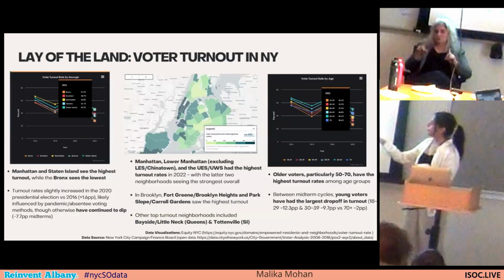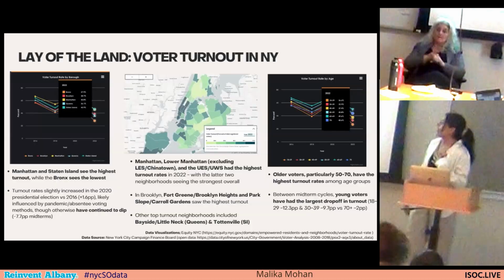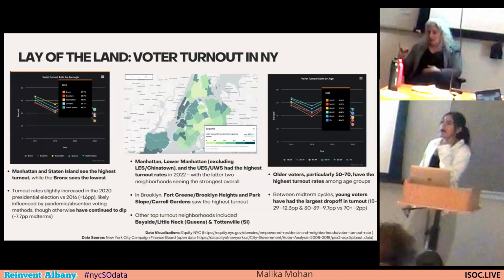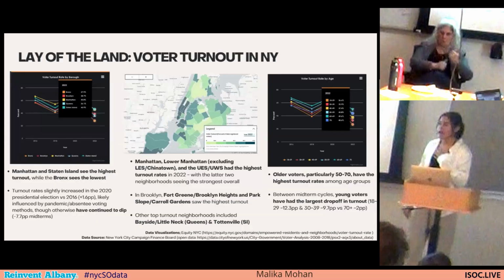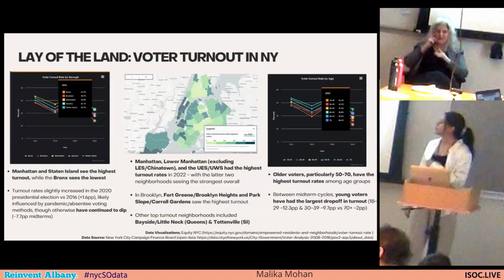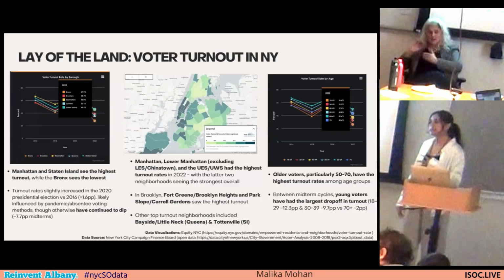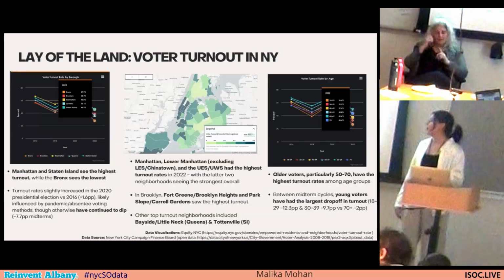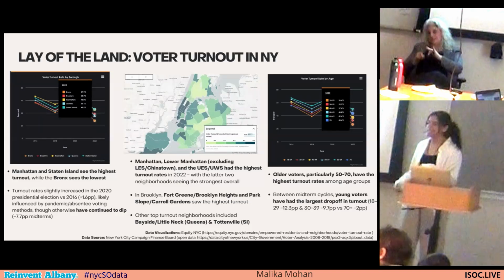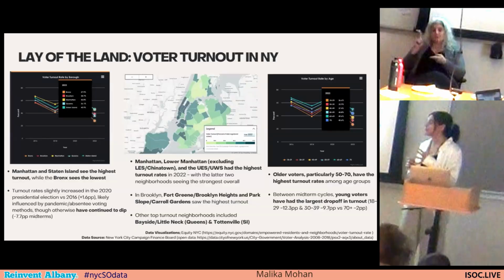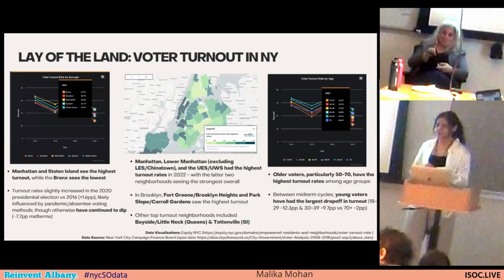Currently, this data is looking at 2016 to 2022. And so by borough, apologies, I think it's cut off a little bit, but by borough, we see that Manhattan and Staten Island saw the highest rates of turnout, while the Bronx saw the lowest. And over time, in terms of temporal trends, turnout rates slightly increased in the 2020 presidential election versus 2016, likely also influenced by the pandemic, which exacerbated the usage of absentee voting, though otherwise it has continued to dip, where we saw nearly an 8% dip between the last two midterm cycles in turnout.